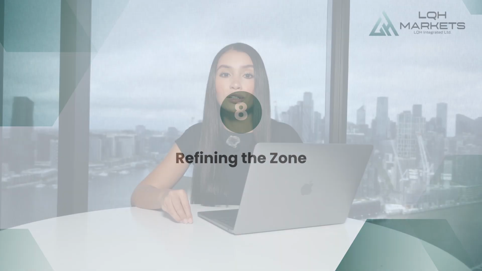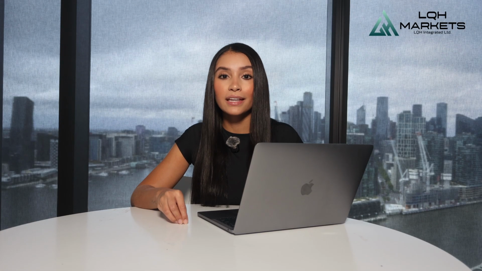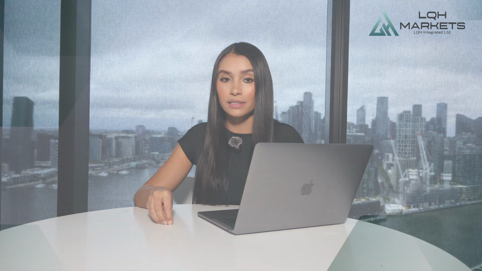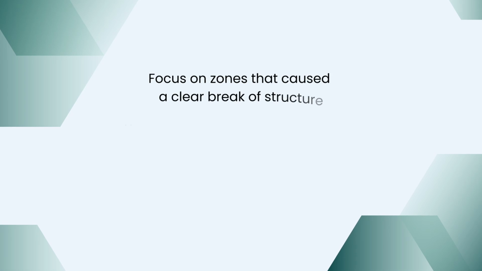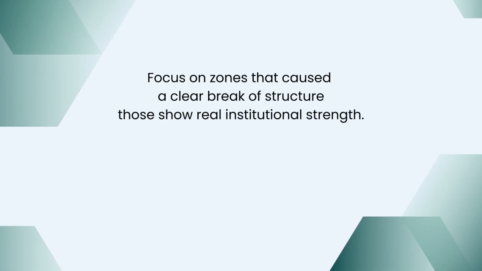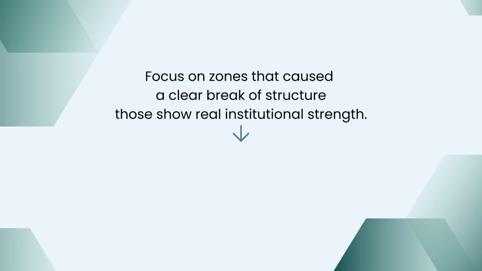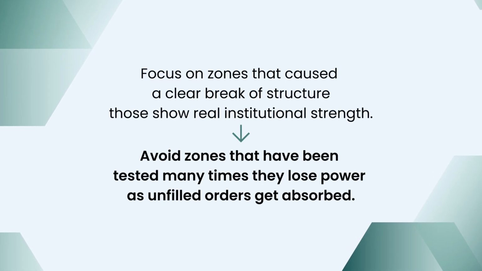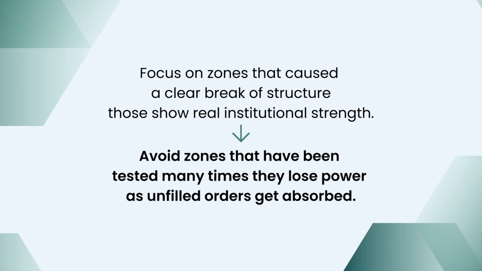Refining the zone. Not all zones are equal. Here are 2 rules to refine your demand areas. Focus on zones that cause a clear break of structure. Those show real institutional strength. Avoid zones that have been tested many times. They lose power as unfilled orders get absorbed.